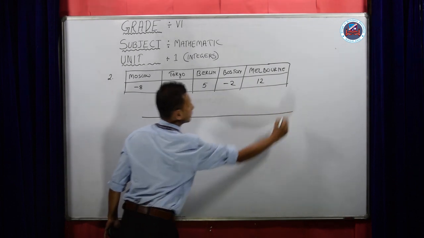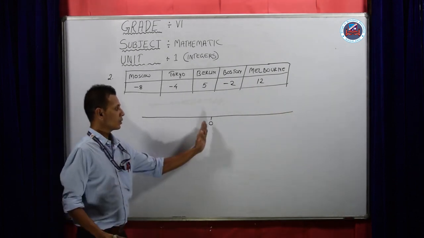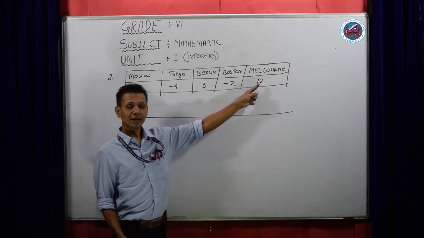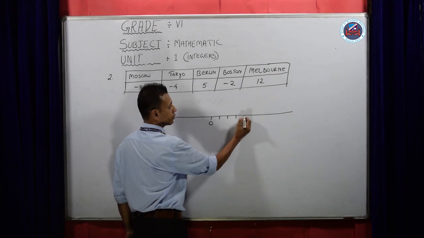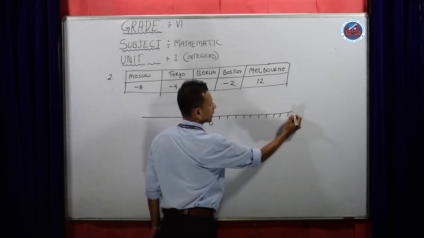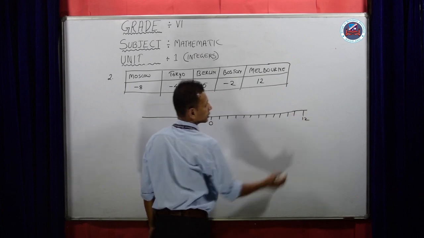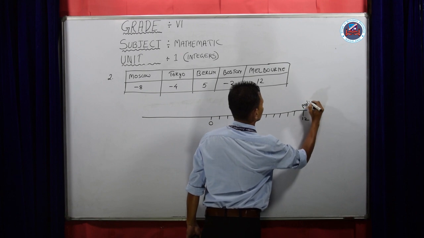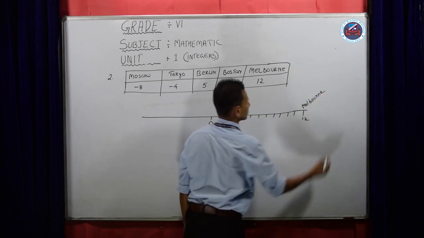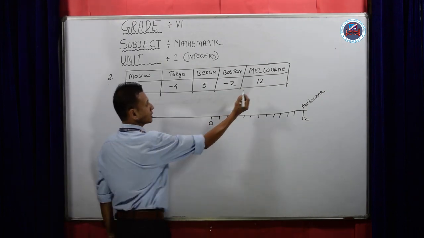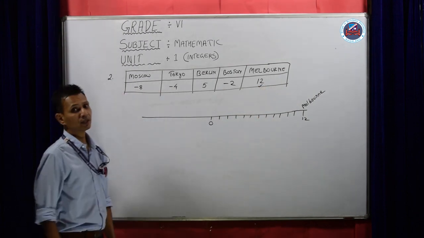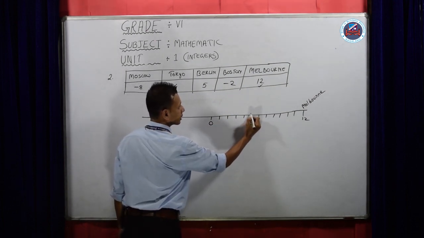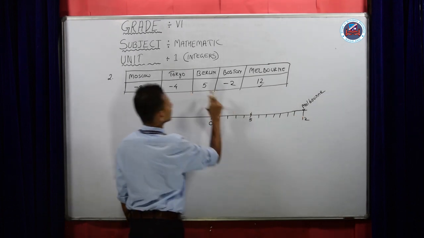You know that you have this number line, 0 at the center. The right side of zero is positive. Search the positive numbers. Here it is. 5 is positive, 12 is positive. Take 12: 1, 2, 3, 4, 5, 6, 7, 8, 9, 10, 11, 12. Here it is. You got 12 here. Did you see? So 12 is what? Melbourne. Now this is done. You can give some sign in order to avoid confusion. The next positive is 5. Where is it? 1, 2, 3, 4, 5. Here it is. What is that? Berlin.